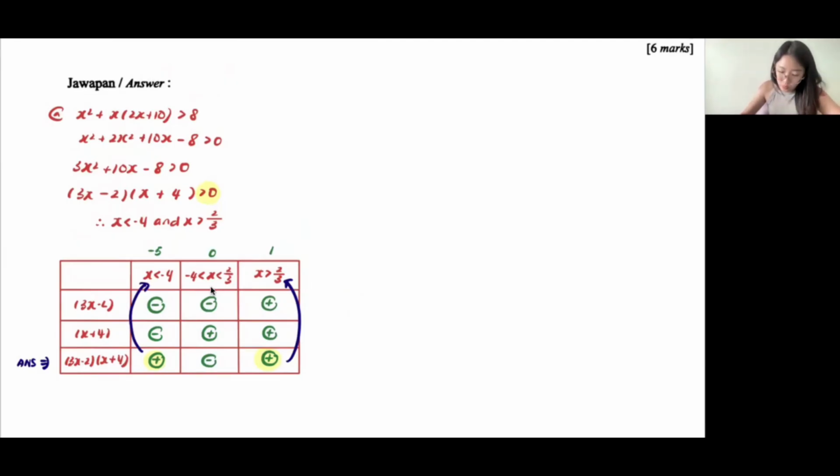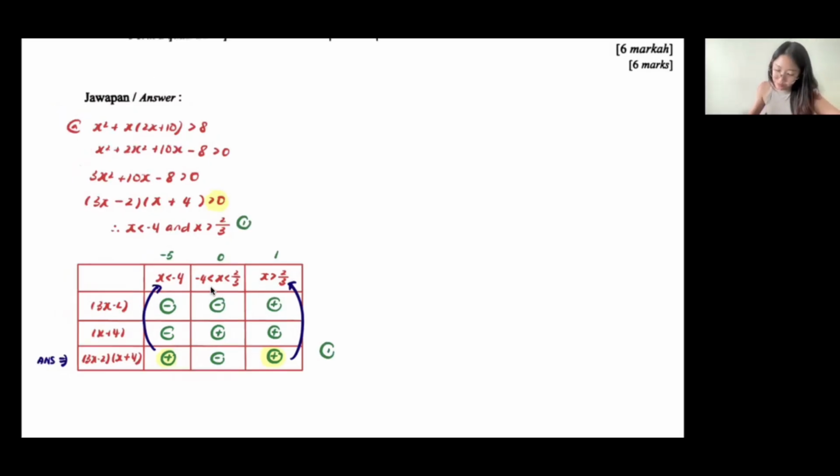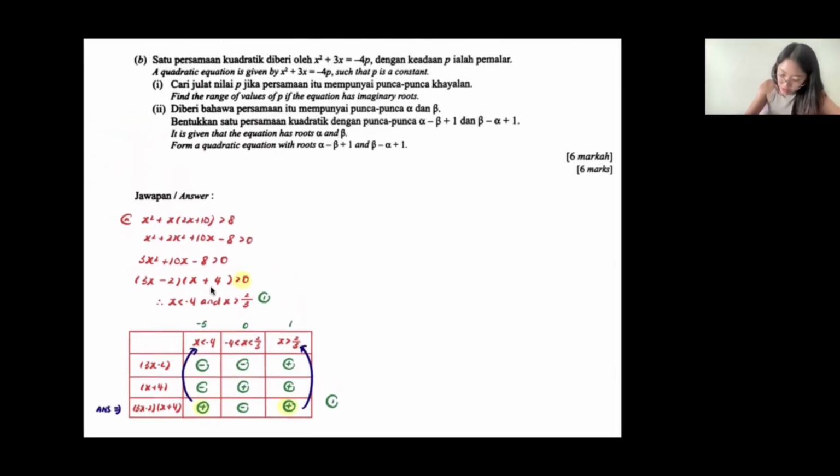So 1 mark for the table, another mark here for the final answer. Next one, B. A quadratic equation is given to you: x squared plus 3x equals negative 4p. p is a constant, meaning it is a number. Find the range of values of p if the equation has imaginary roots. Imaginary roots means there are no real roots. When you think of no real roots, you think of b squared minus 4ac lesser than 0, yeah?